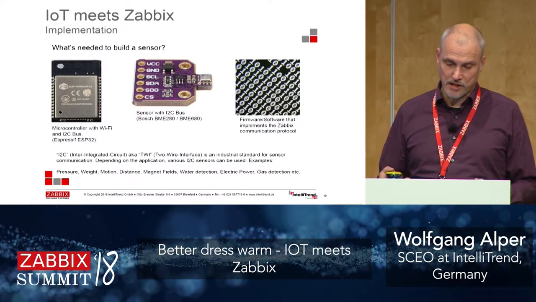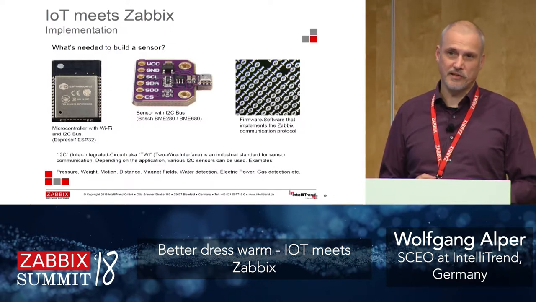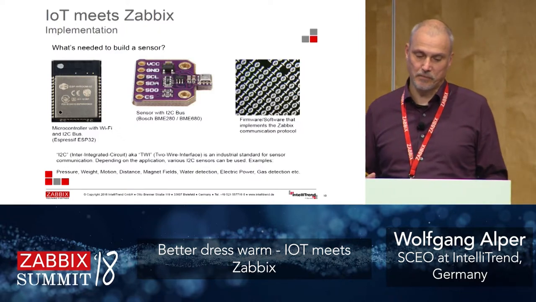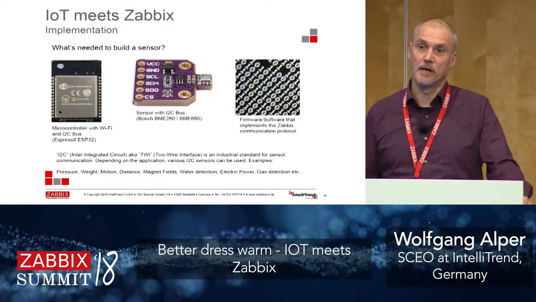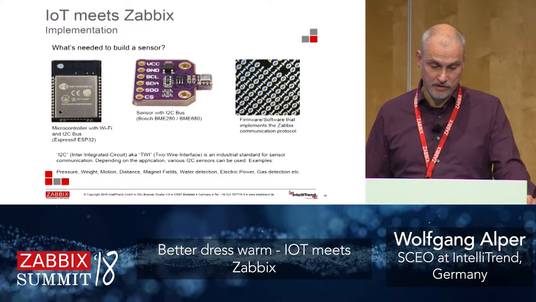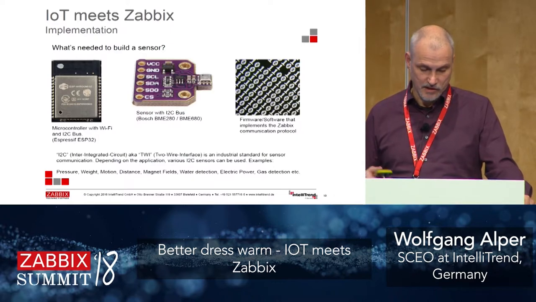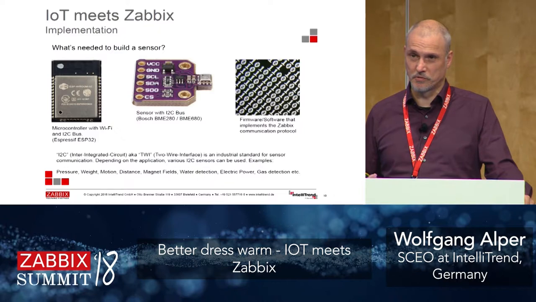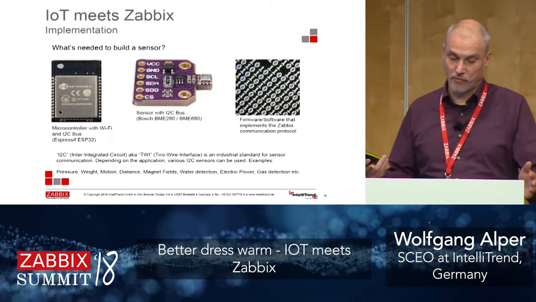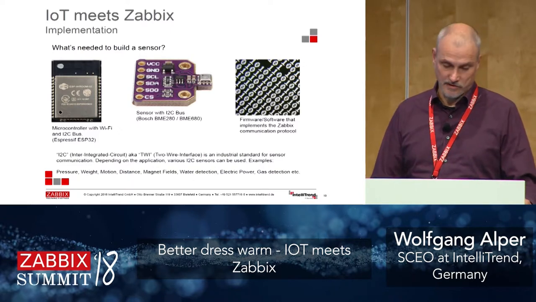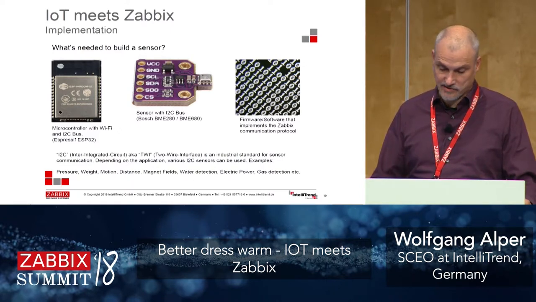And the communication happens over something called I2C. I2C is also known as TWI, the two-wire interface. Basically, that is a de facto standard in industry for electronic components to exchange messages with each other. And you need some software. This I2C technology gives us access to pressure sensors, weight, motion, distance. There's anything available on the market. So you find a sensor for nearly anything. Special gas detection, electric power, and so on.